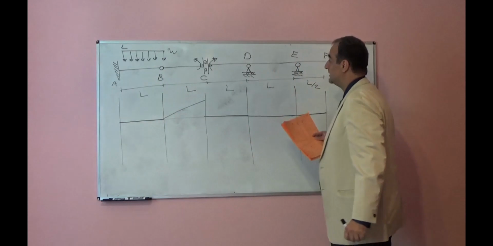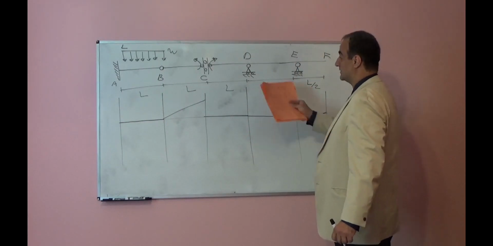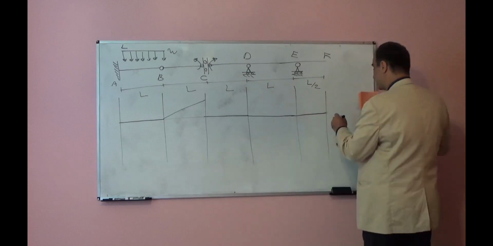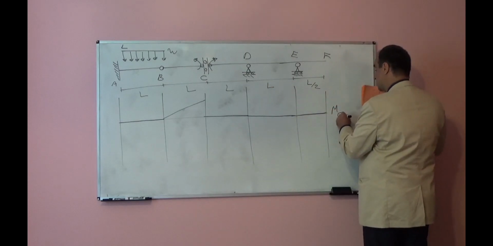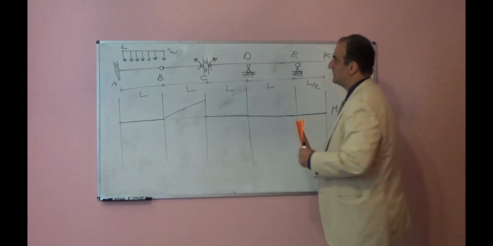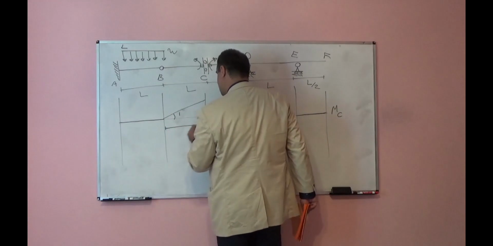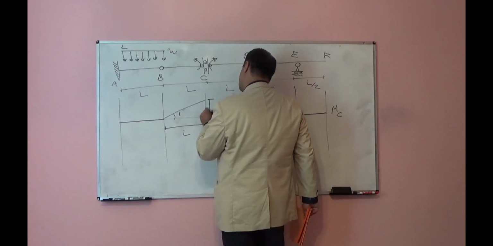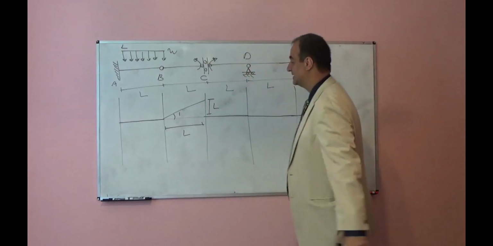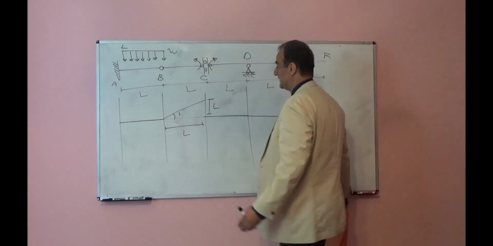So this will be influence line for this beam at point C. Influence line for moment at point C, because this angle should be equal to unit angle. If this is L, the height should be L. Now it is clear where we should put this traveling load.